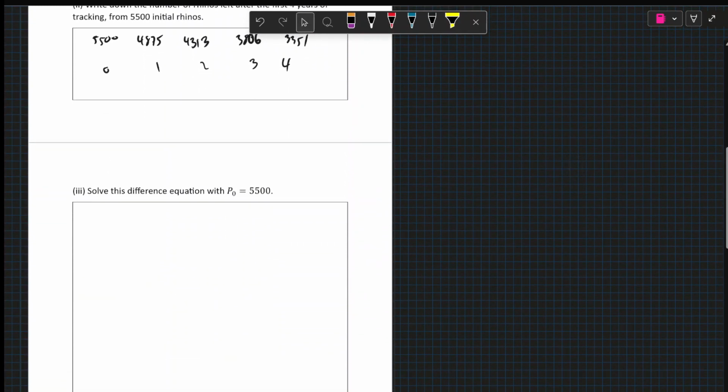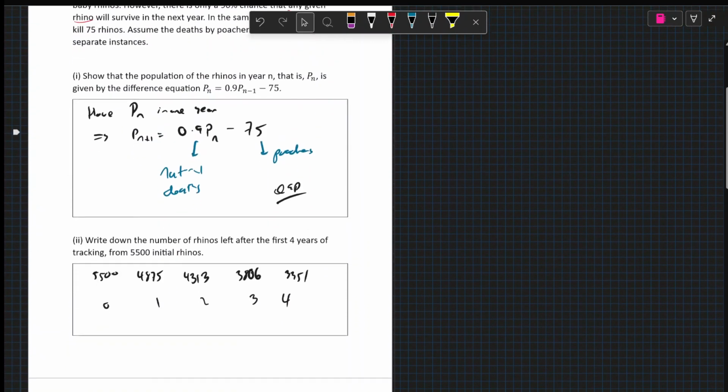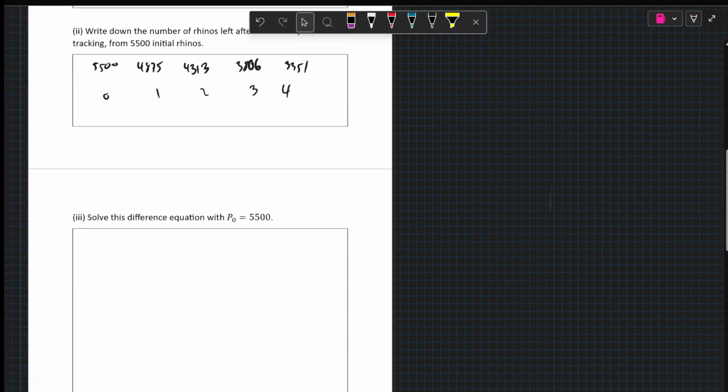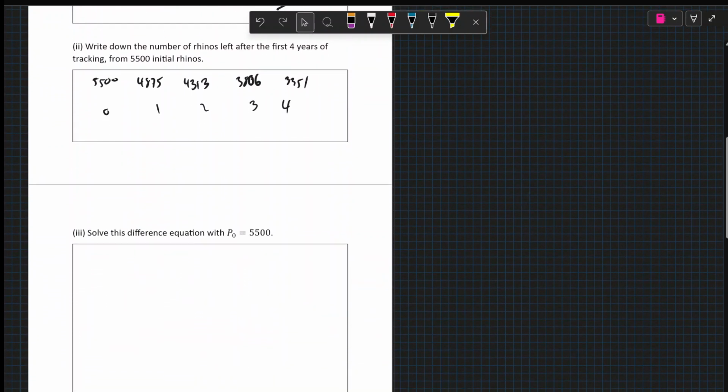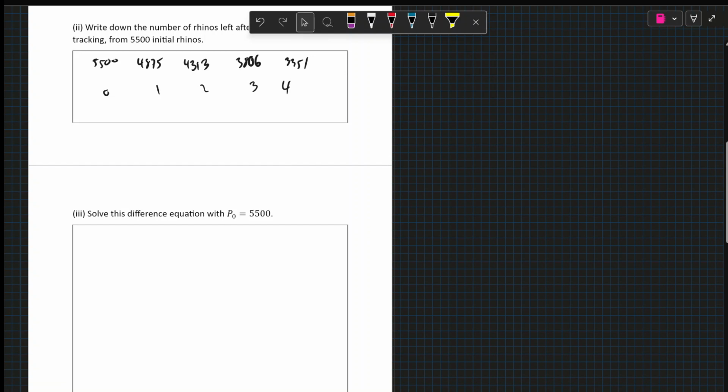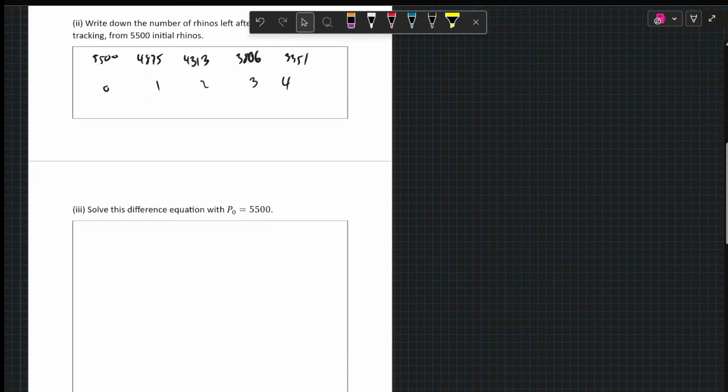Now solve this difference equation with P0 equals 5,500. There are multiple ways of solving first order difference equations, and I'm going to show a couple of them during the videos. However, I'm going to use the method of just substituting and finding a pattern.